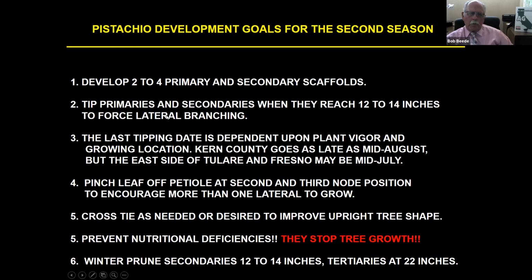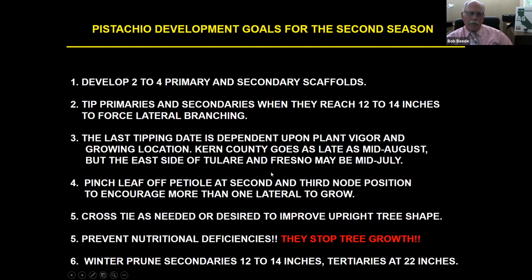We want to tip those primaries and secondaries when they reach 12 to 14 inches to force lateral branching. This may seem severe, and it is, because we're attempting to have those primaries and secondaries with sufficient uprightness to maintain a tight tree when it's young, so that as it gets older and lays out, we have those structural branches that maintain that upright nature.